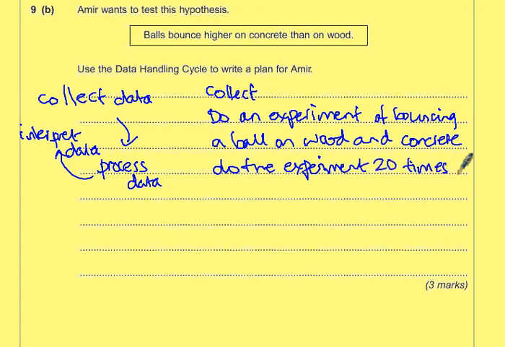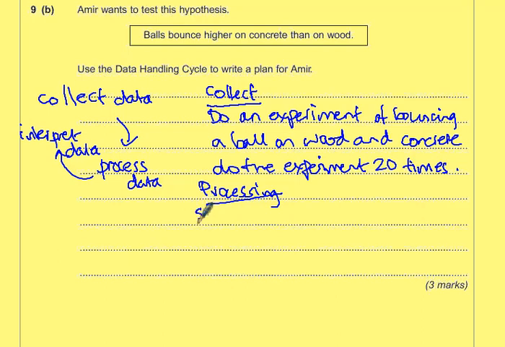And we can link back to question 9 Part A here, because in that they did 20 times to bounce the ball. So for processing the data, we'd need to mention either a graph or working out an average. So because in question 9 Part A we've shown a frequency polygon, it'd be a good idea to show the data in a frequency polygon.